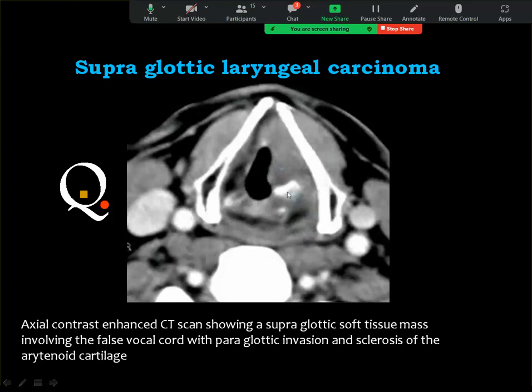Then if you want to see if it has extended above or below, you should have the coronal images, or you should have more sections to identify the level of extension. It's very important in unilateral laryngeal masses, and you look at the opposite side, which is the normal side, to see the level where you are cutting.